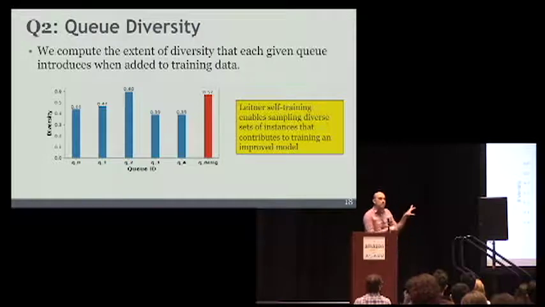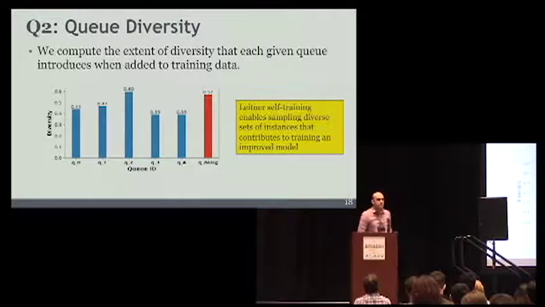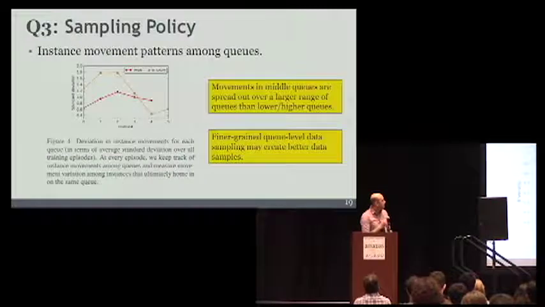And actually we used this result to improve the performance of our model by 3 to 4 absolute points in F1, by developing an even more diverse queue using these Leitner results.